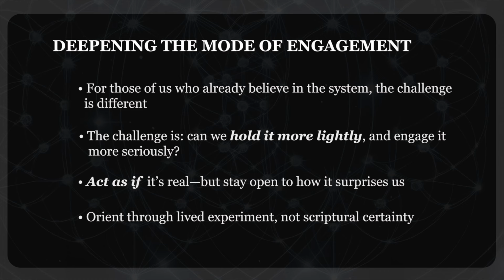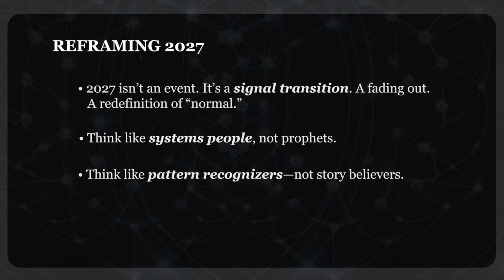So we don't have to know if this is a prophecy or if this is real, but somewhere in the middle, I think there's an orientation. We don't have to be certain. We just experiment with it. And so let's think of this as a signal transition. Something's fading out, a new signal's coming online.